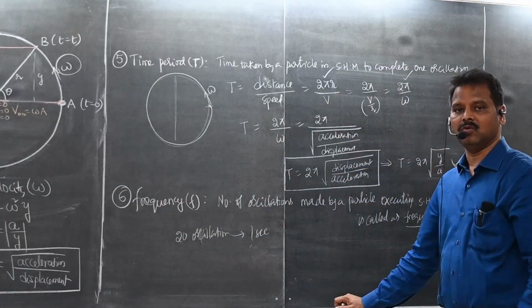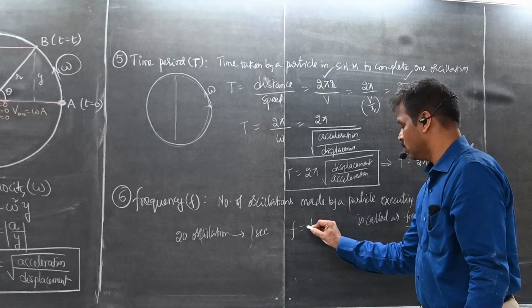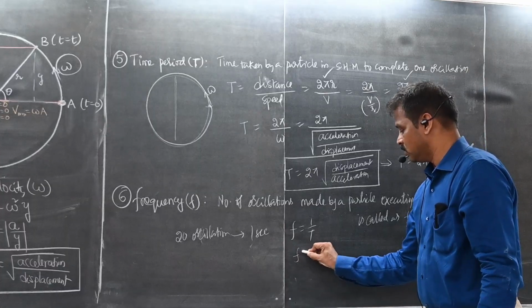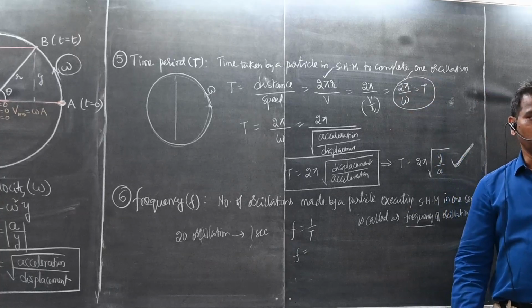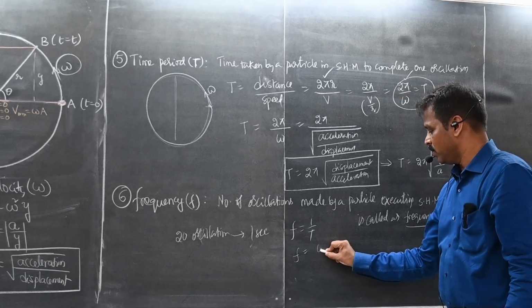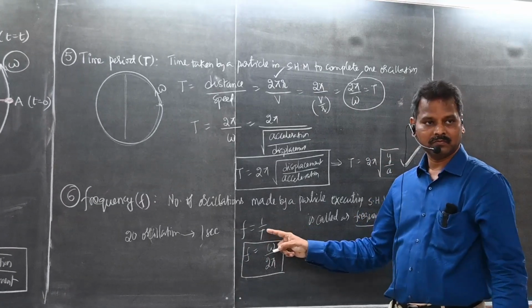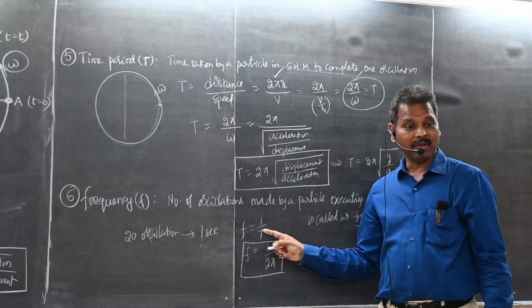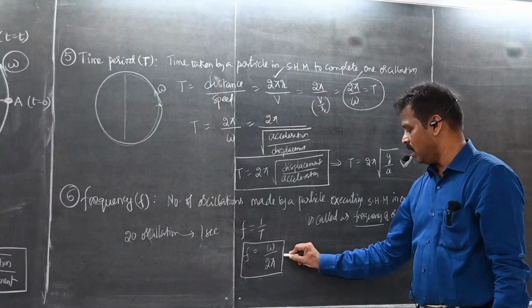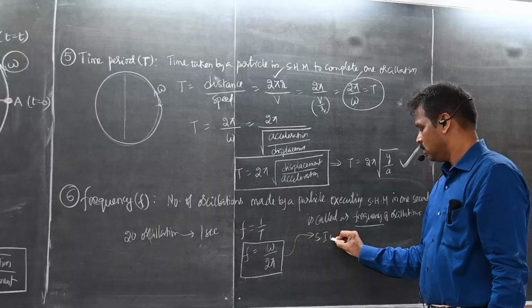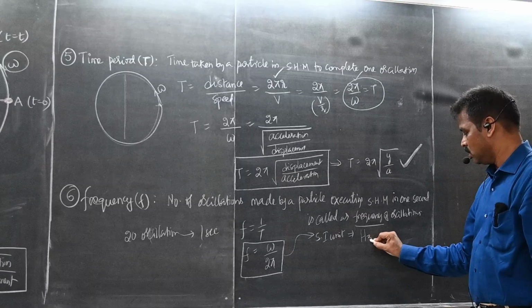But how to find this value? The frequency is the reciprocal of the time period. So f is equal to 1 by T. The general formula for T is 2 pi by omega, so the frequency is omega by 2 pi. Number has no unit, time has unit second. So the SI unit is 1 by second. We call it Hertz.